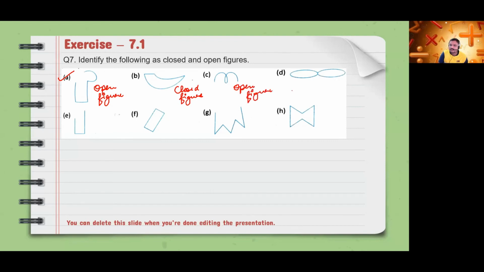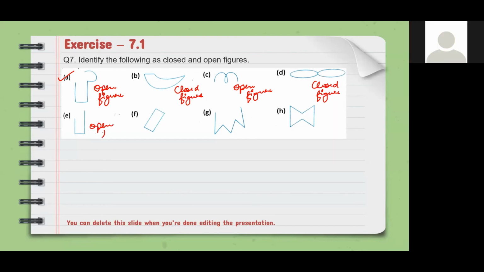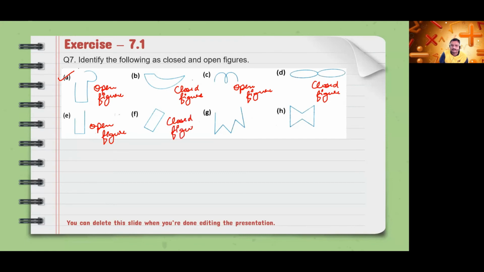You should know the reason always. Here, closed figure. This, open figure. This, closed figure. This one, open figure. And last one, closed figure. See, whenever the initial and end points are different, then it is an open figure. Whenever the initial and end points are same, then it is a closed figure. This is how we keep it in mind.